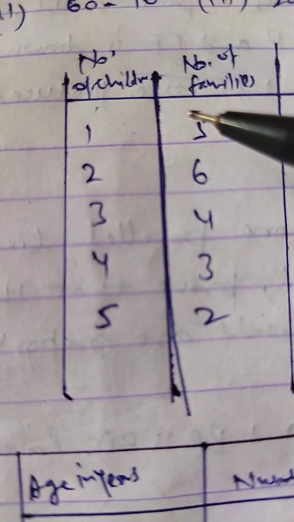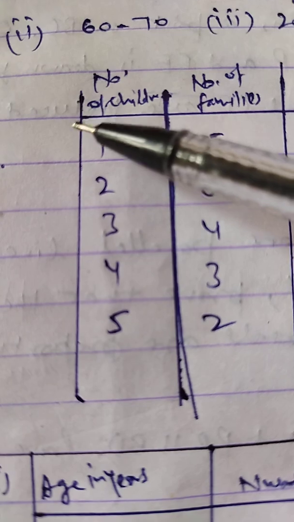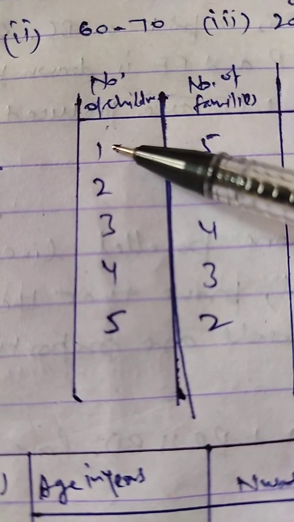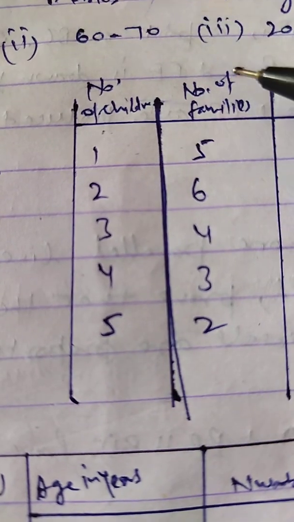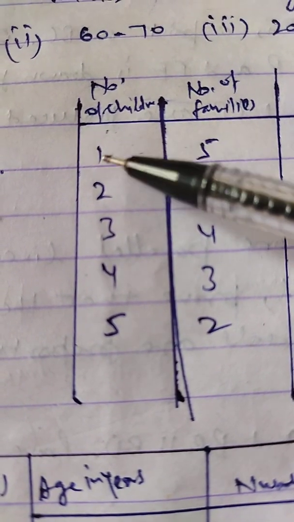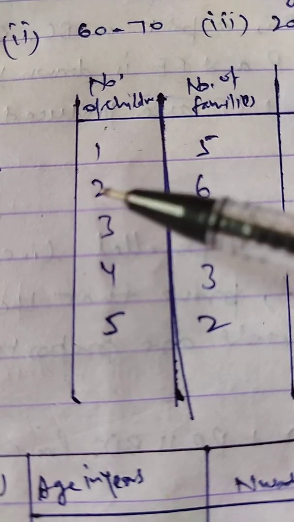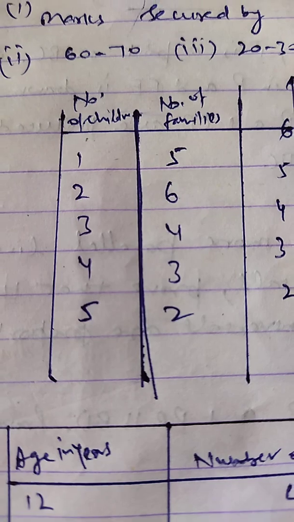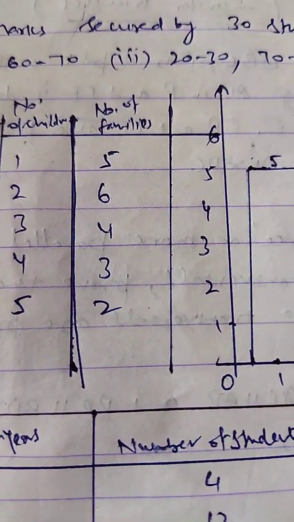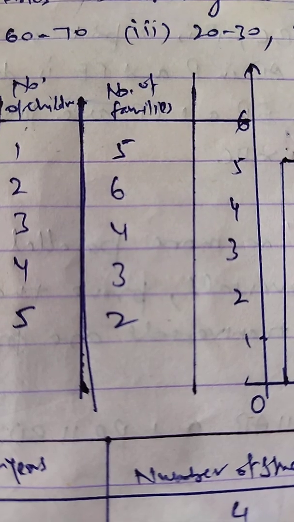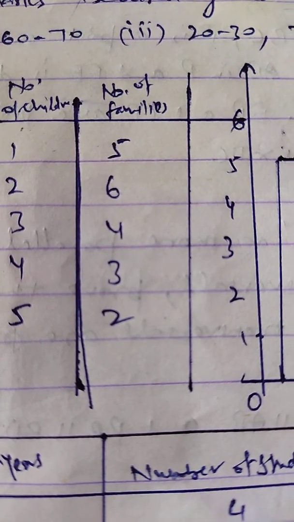Now he is asking to draw the frequency table. So this is called the frequency table. Number of children I have mentioned from 1 to 5, and then the number of families. How many families have 1 child? How many families have 2? So on up to 5. So this is the frequency table. Then also draw the bar graph for the same.